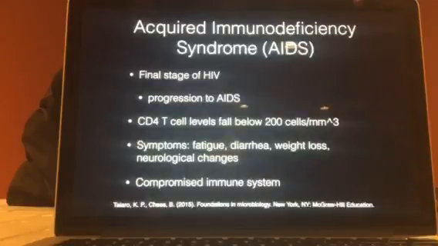The final stage of HIV is the progression to AIDS, and this happens when the CD4 T cell levels fall below 200 cells per cubic millimeter. The symptoms of AIDS include fatigue, diarrhea, weight loss, neurological changes, and a severely compromised immune system, making patients highly susceptible to opportunistic infections.